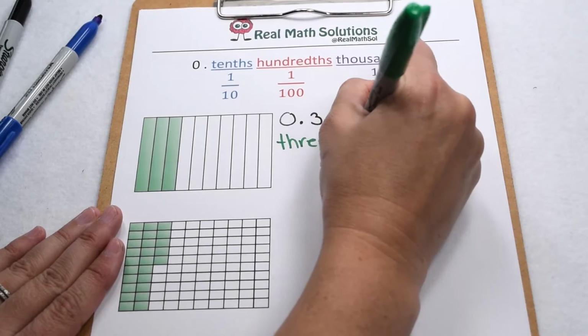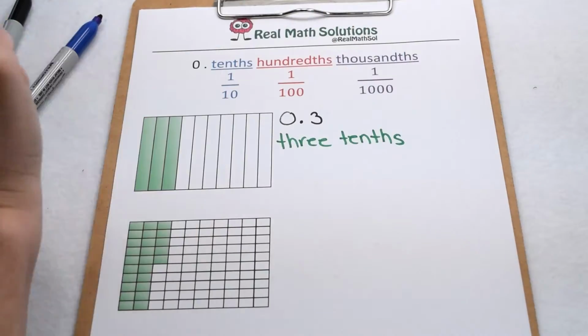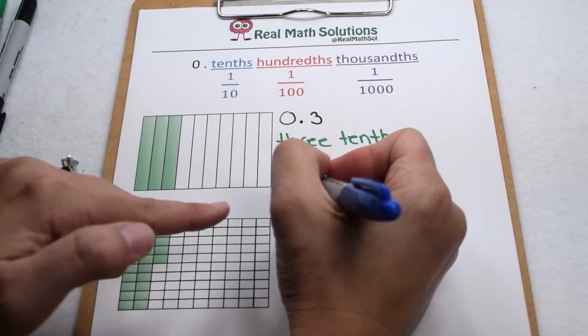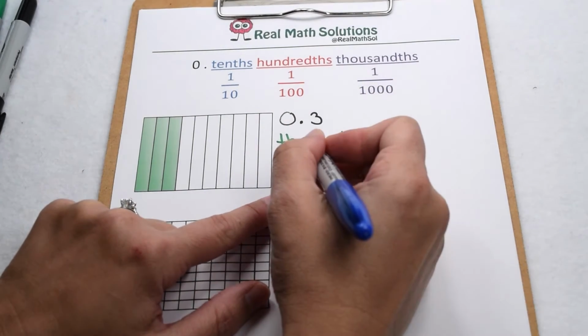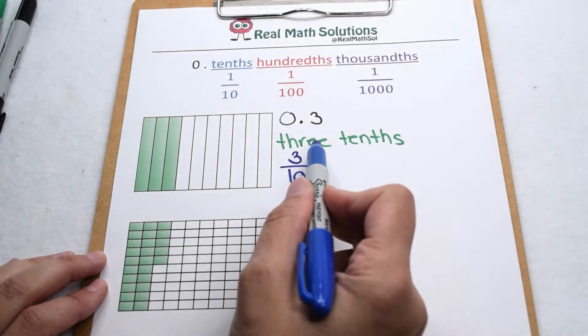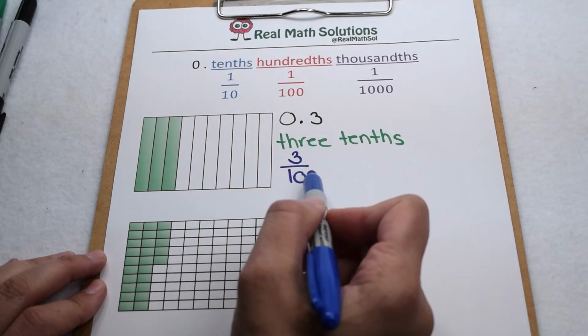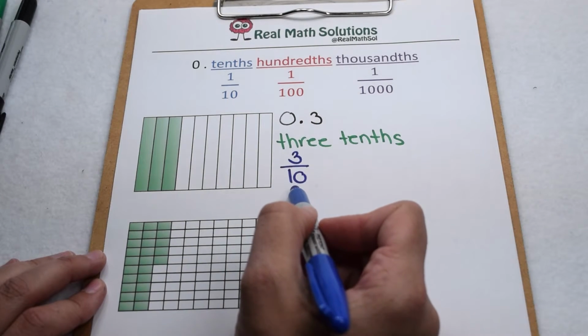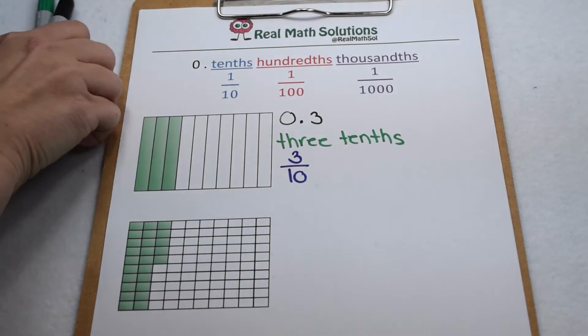3 tenths. If we want to write 3 tenths in fraction form, we can start by looking at the place value. Tenths is my place value, so that's going to be my denominator. 3 is my number, so that's going to be my numerator. So in fraction form, 3 tenths is written as 3/10. So both 0.3 as a decimal and 3/10 as a fraction express the same value.